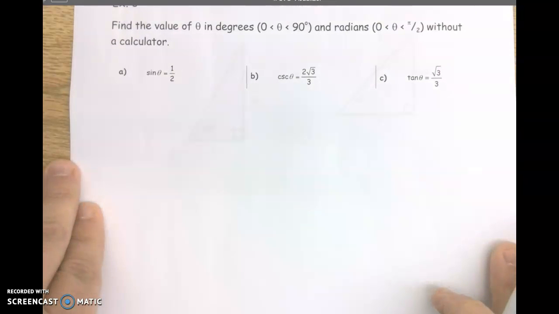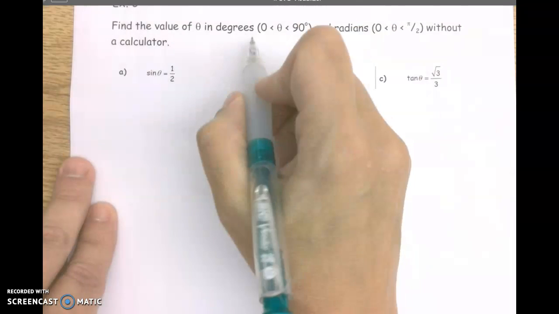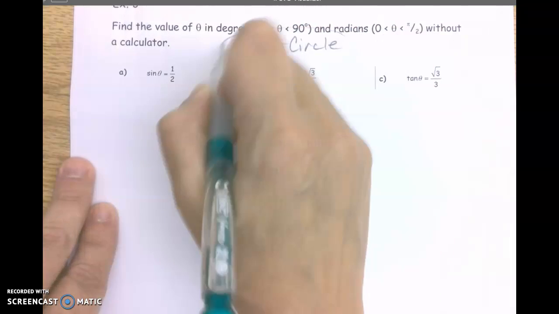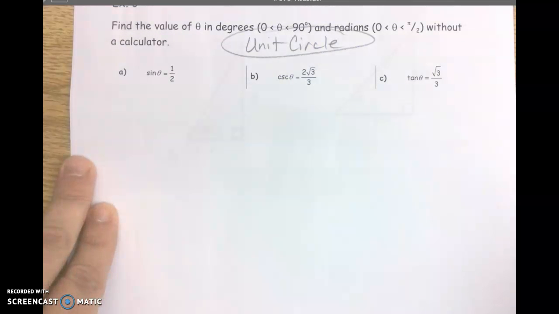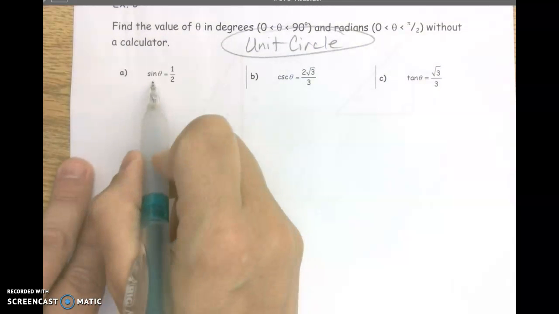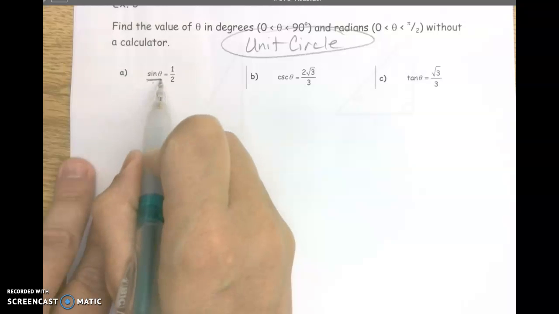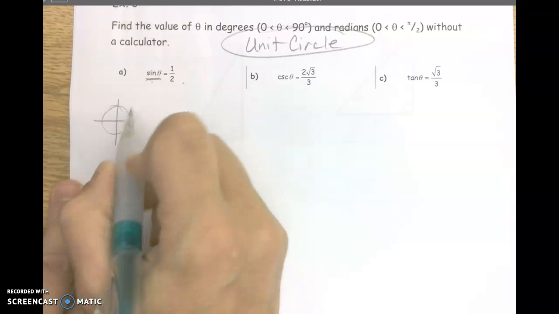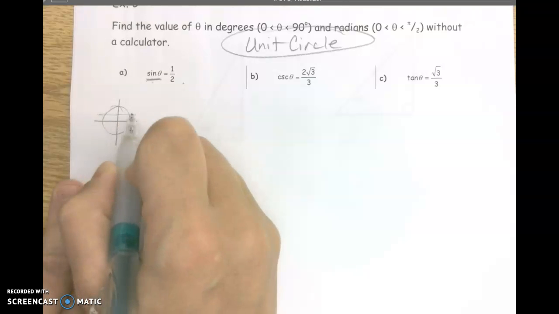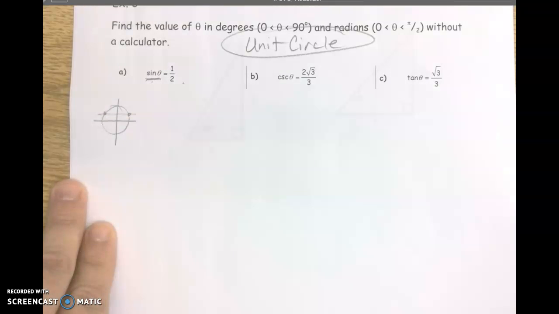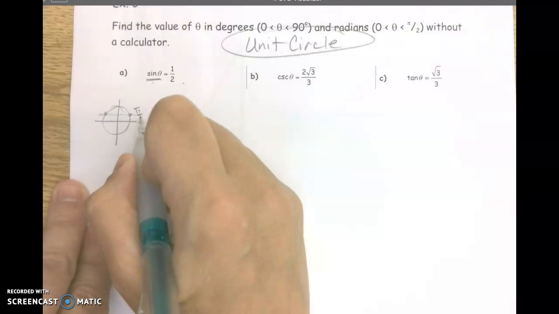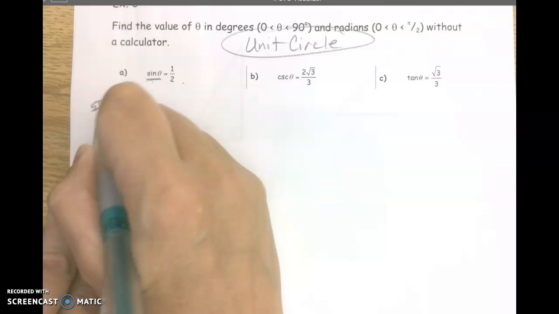Okay, the next thing is these are unit circle angles. So again, we're coming back to the unit circle. And what angle in the unit circle has a sine value of 1/2? Well, so here's my unit circle. 1/2 is about right here, so I'm looking at those two angles. Now, there's two of them. There's pi/6 and there's 5 pi/6.